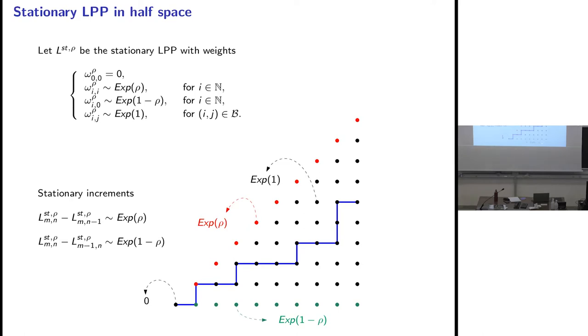This is not the only stationary LPP model that you can define, but in this context it's quite convenient, because if you consider this model and you look at the increments of the last passage time along the vertical or the horizontal direction, you will have stationary increments. So if you look at the increments of the last passage time between these two points, these will be distributed with an exponential distribution of parameter one minus rho, while if you look at the increments between these two points, this would be an exponentially distributed random variable of parameter rho. And this happens for all the rows and all the columns.